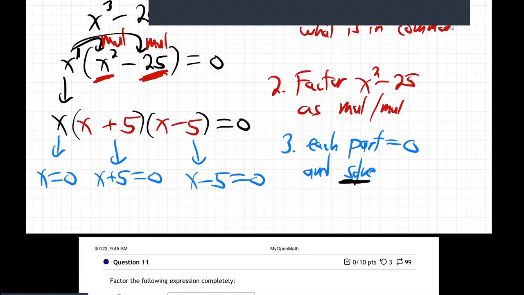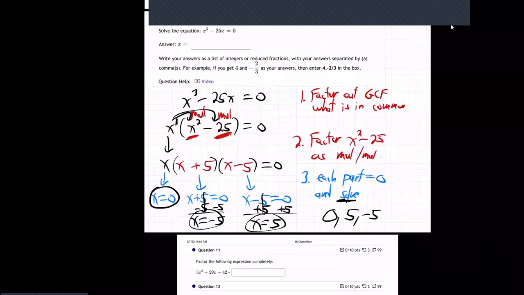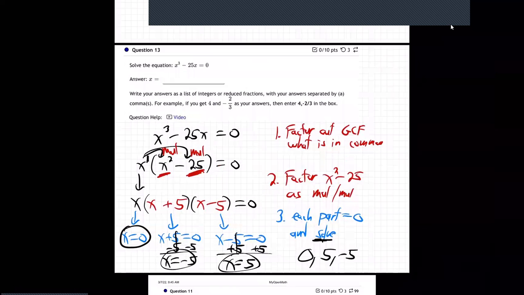And solve. So then this one's done. Nothing more you can do there. x is alone. Here, subtract 5 from both sides. Boom. x is negative 5. Here, add 5 to both sides. Boom. x is regular 5. So our 3 answers are 0, 5, and negative 5. I think you can put them in any order, yeah. So I'll just say 0, negative 5, 5, or whatever order you want. It doesn't matter. Put those 3 answers. It makes sense, since x to the 3rd power has 3 answers.